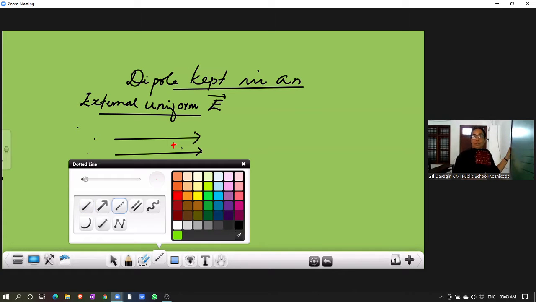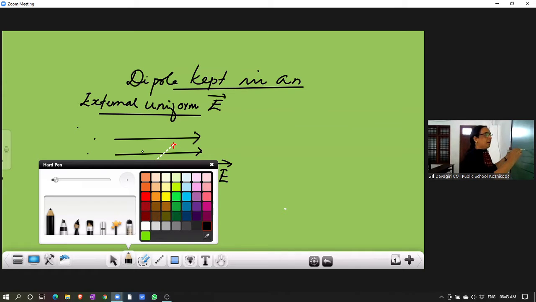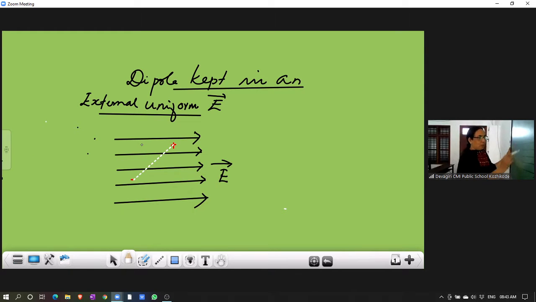And wherever you draw a dipole, its dipole moment has to be written, because that is its identity. So I need to mark its dipole moment. We know small letter P indicates dipole moment. And what is its direction? It's always from negative to positive. So its direction is like this. This is the direction of dipole moment, and this is the direction of electric field.